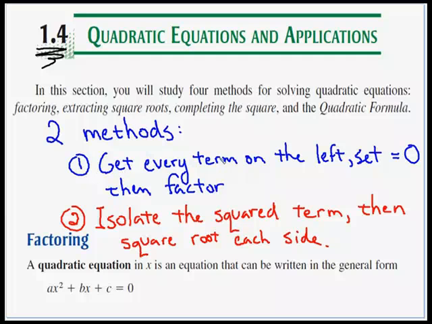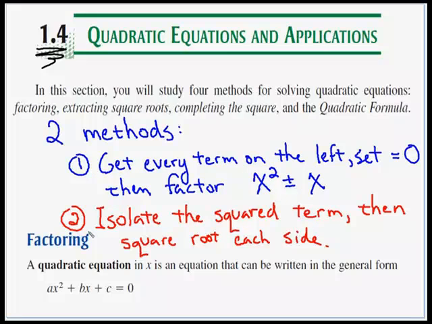One, get every term on the left-hand side of the equation, so we set the whole thing equal to 0, and then we factor it and set each factor to 0. And the second method might be to isolate the squared term and then square root each side. So this first method, get everything on the left side, set it equal to 0, and then factor. This applies when you have a squared term and then you're either going to add or subtract a term with an x in it. You need an x squared and an x, and then you're going to get everything on one side, set it equal to 0, and factor it.